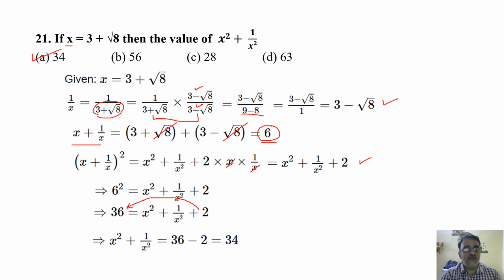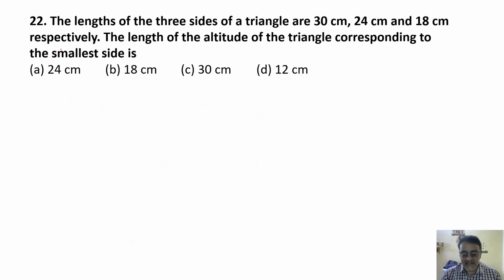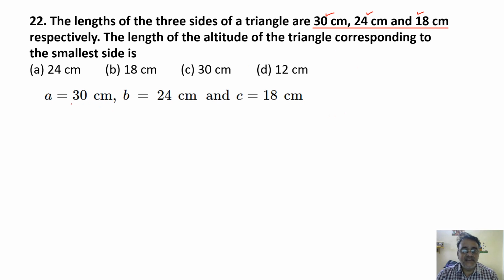Now we are moving towards question number 22. The lengths of the three sides of a triangle are 30 centimeter, 24 centimeter and 18 centimeter respectively. The length of the altitude of the triangle corresponding to the smallest side. So first we have to find the area of the triangle. So इसको A ले लेंगे, B और इसको C ले लेंगे, right? So now add these three, 30 plus 24, 54 plus 18, 72. So 72 by 2 हो जाएगा 36, right?